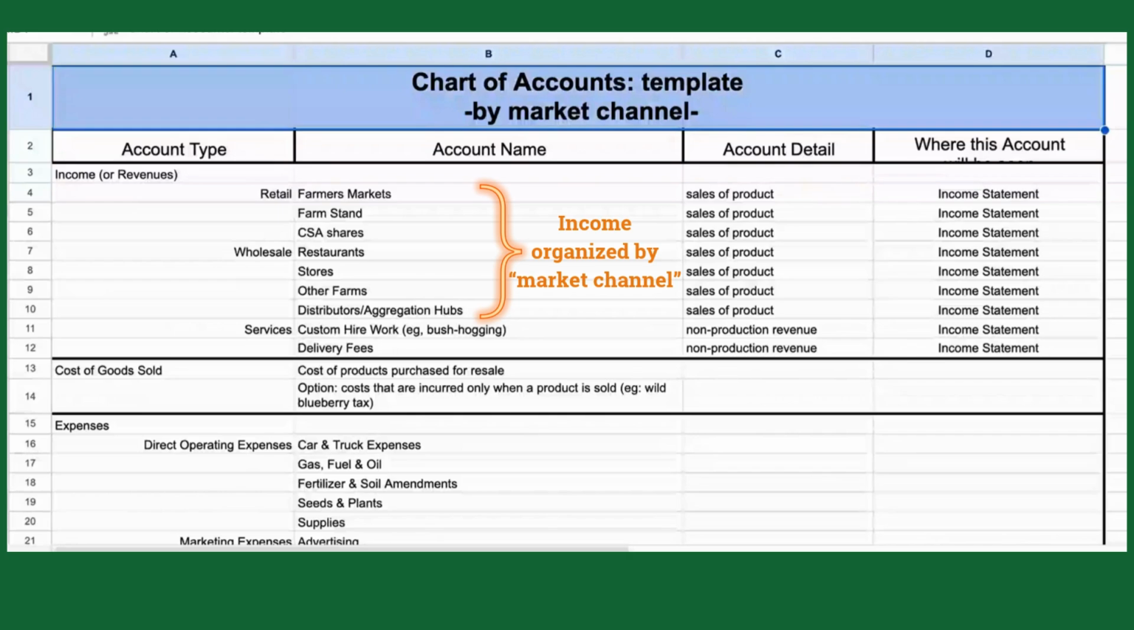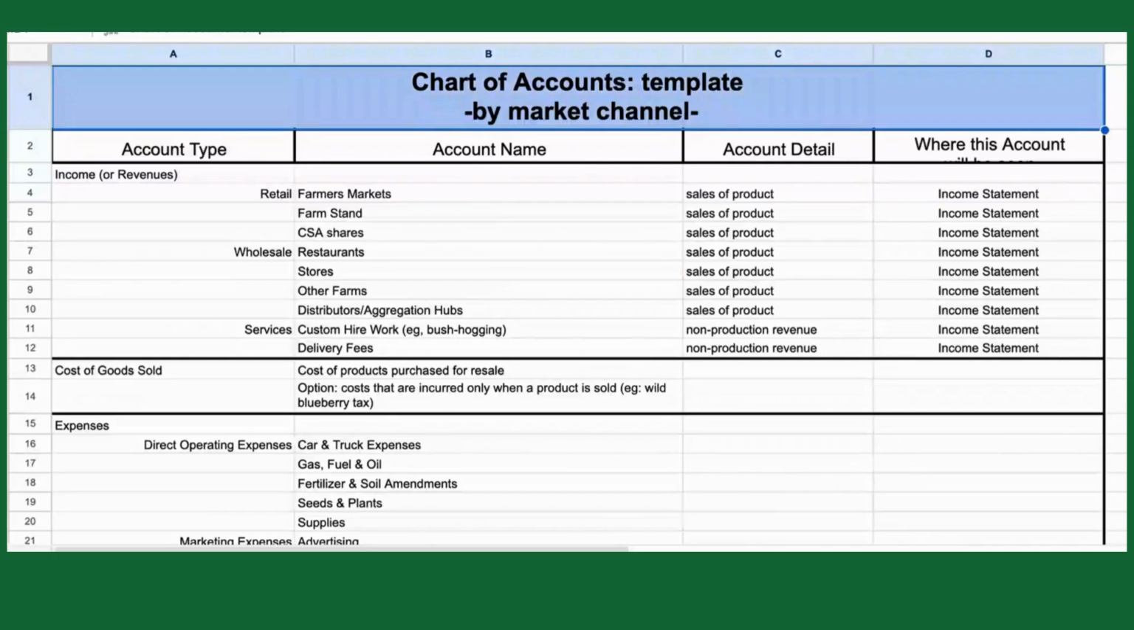Again, it's up to you to decide which framework works best for your farm. Decide whether you want to be looking primarily at the profitability of your core farm operation through your various enterprises or through your various market channels.